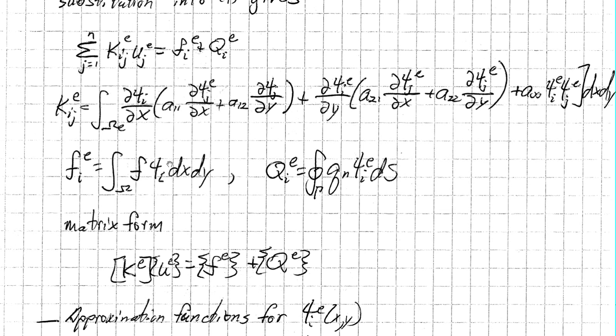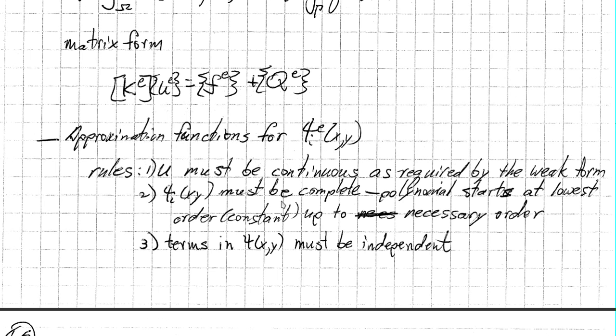Alright, so let's introduce this approximation function. Let's identify some rules on how we come up with the explicit form of this function. So here are the rules. u must be continuous as required by the weak form. What I mean by that is, imagine a heat transfer problem, and if you had a problem with an interface of two different materials, the temperature has to be continuous across that interface.